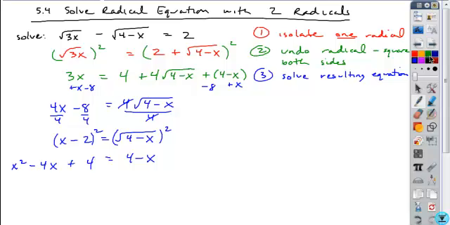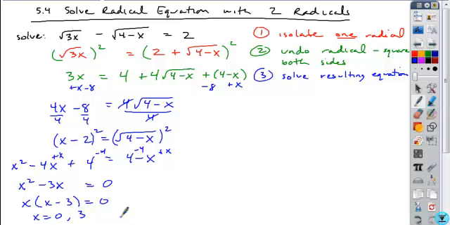Okay, and now we're going to solve this resulting equation. We do have multiple terms with variables, so we're going to put everything on one side and set it equal to 0. So we have our x squared. We're going to add x to both sides. So minus 3x. We're going to subtract 4 from both sides, so those cancel. And so now what we can do is solve by factoring, remove a common factor of x, set each of your factors equal to 0, and you get your two potential solutions here of 0 and 3.